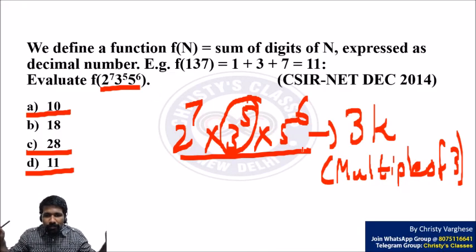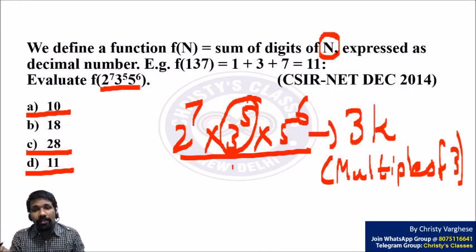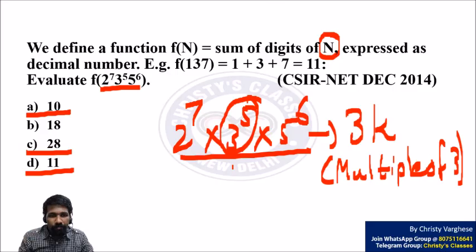When you expand it and finally get the number, that number will be a multiple of 3. And you have to find the sum of digits of a multiple of 3. Sum of digits of a number which is a multiple of 3. If the sum of digits is a multiple of 3, the number also should be a multiple of 3.